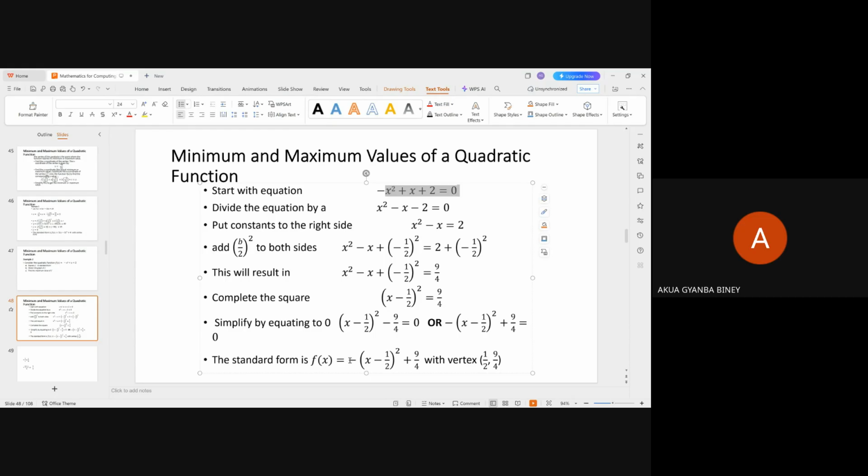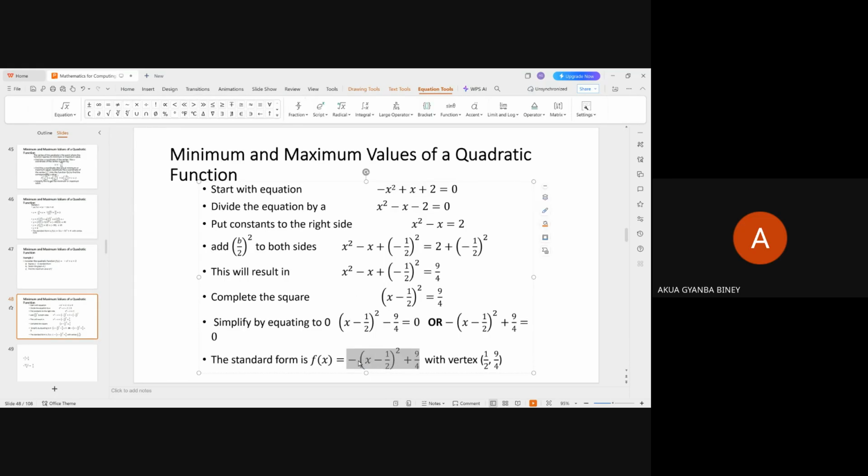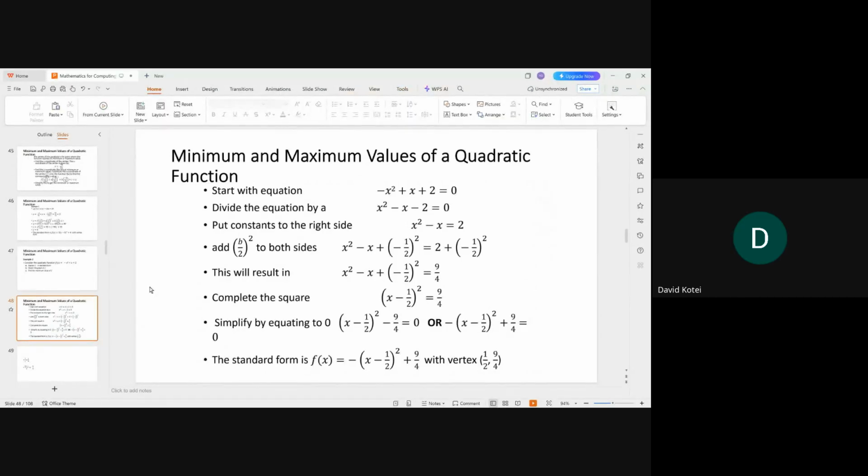So then the actual standard form is this. My a is still there. So now my h is 1/2, k is 9/4. All right. So that's then it means after.